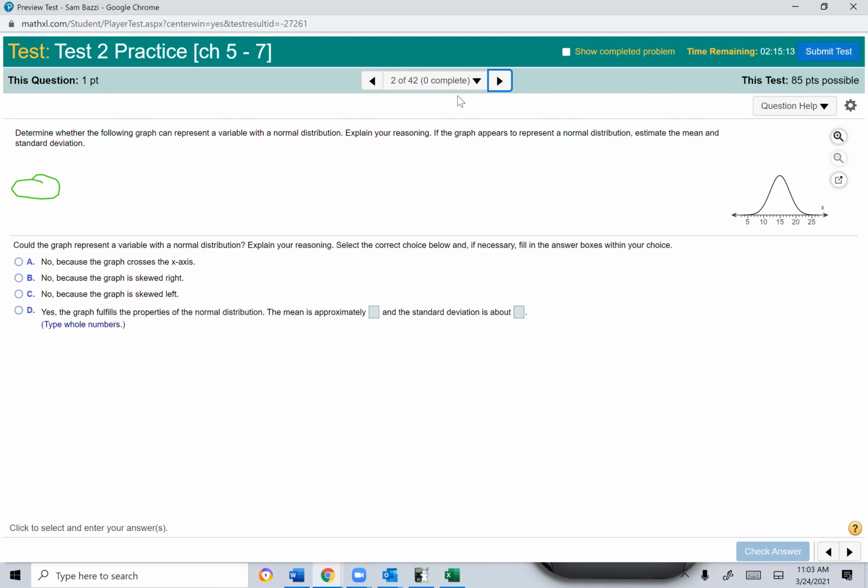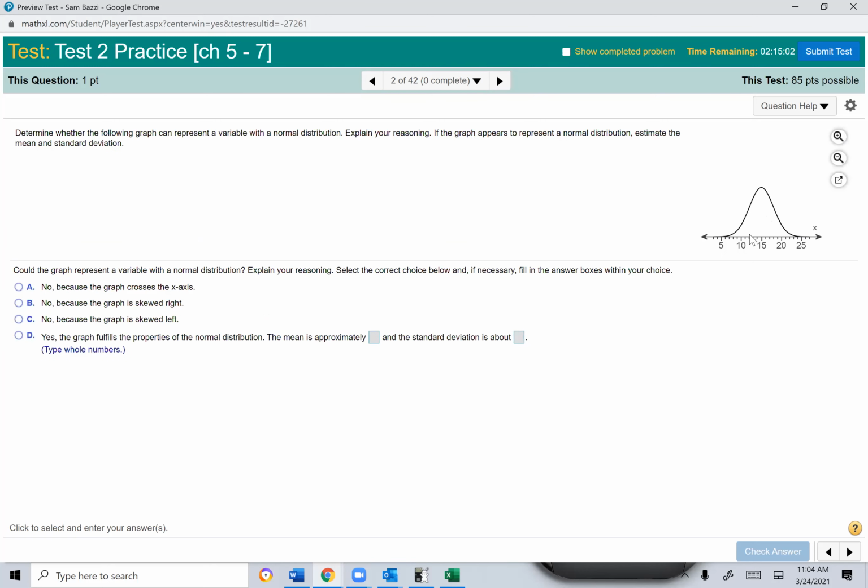All right, clear. Could the graph represent a variable with a normal distribution? Well, yeah, it looks like it is a bell. If you zoom in here, guys, you can see it clearly. Yes, it does. It has tails. I mean, they look like they're touching. They're not supposed to touch, but they didn't mean for them to touch. So it looks like a normal bell-shaped curve. So the answer will be yes for this one.